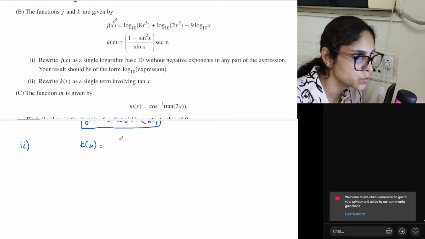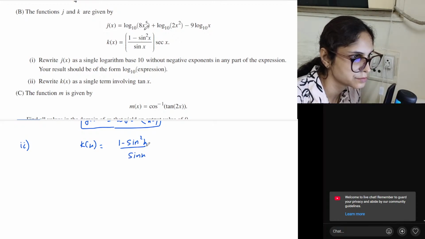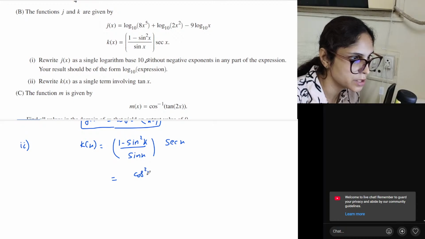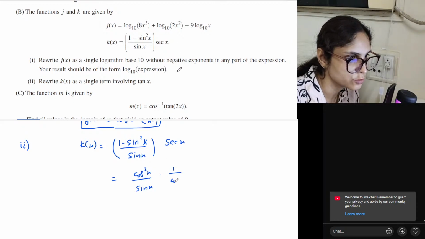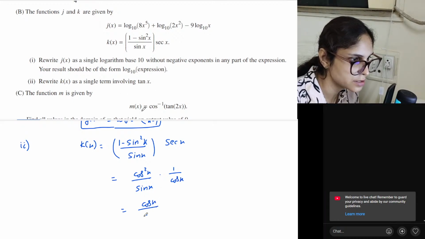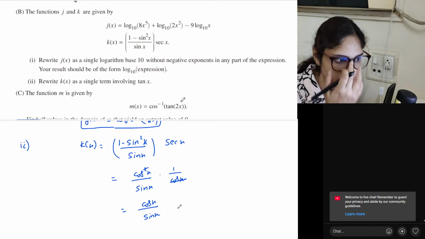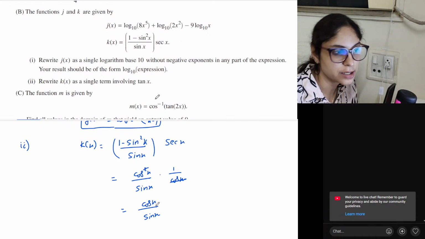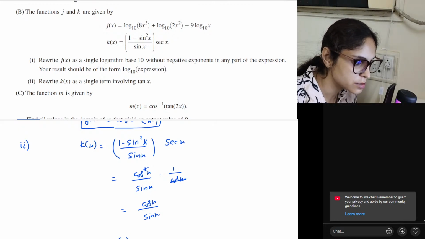So k of x is (1 minus sine squared x) over sine x times sec x. Now 1 minus sine squared x can be written as cosine squared x over sine x, and secant x can be written as 1 over cosine x. So this would become cosine x over sine x, because this cosine will cancel one of the cosines. Now tangent is sine over cosine, so this is its reciprocal. So k of x is going to be 1 over tan x, and that is our answer.